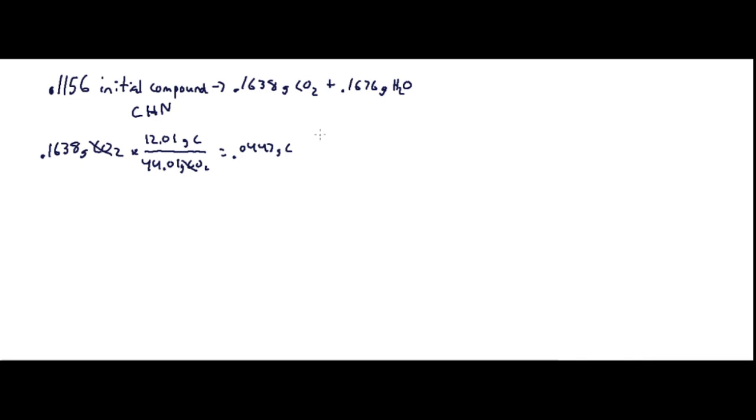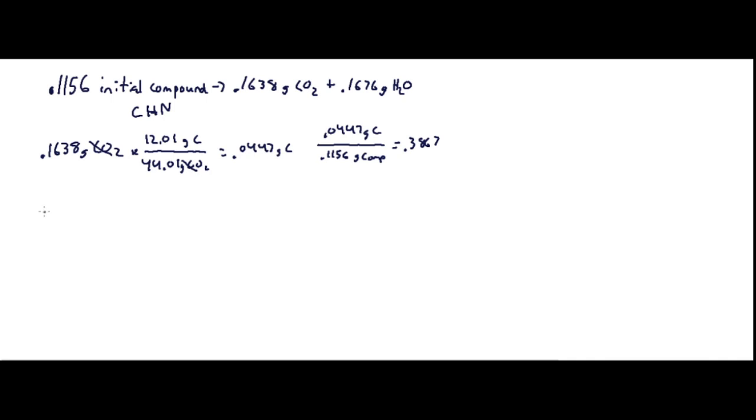And you're going to take that in order to determine the percent of carbon in the initial compound. So 0.0447 grams of carbon divided by 0.1156 grams of compound. And that's going to equal 0.3867.